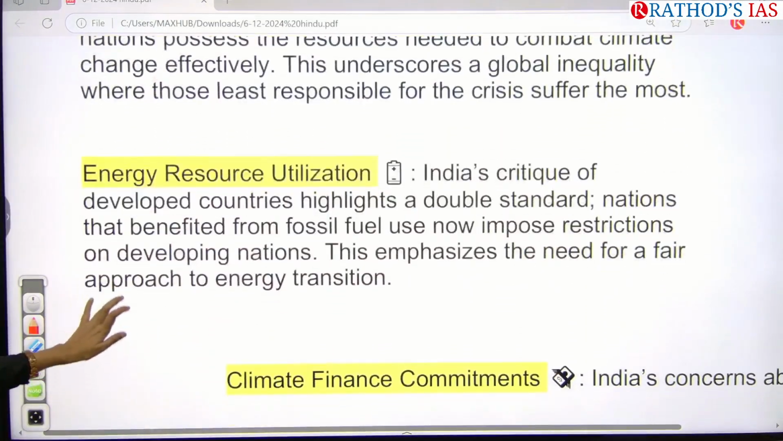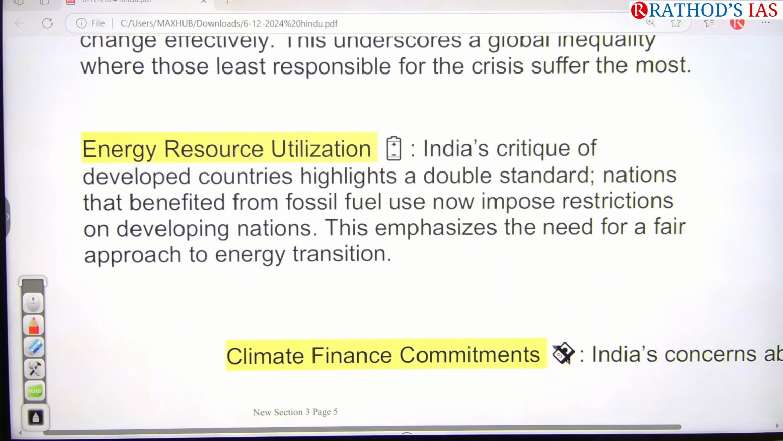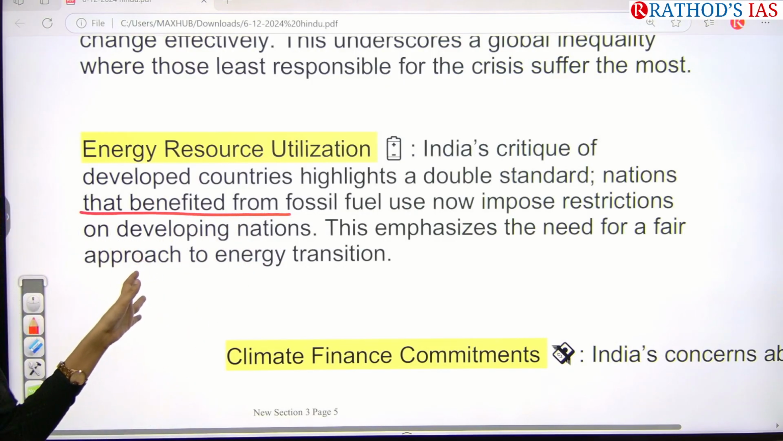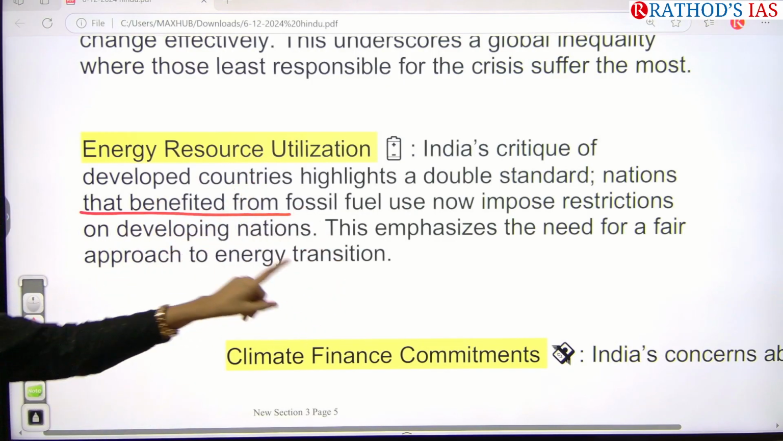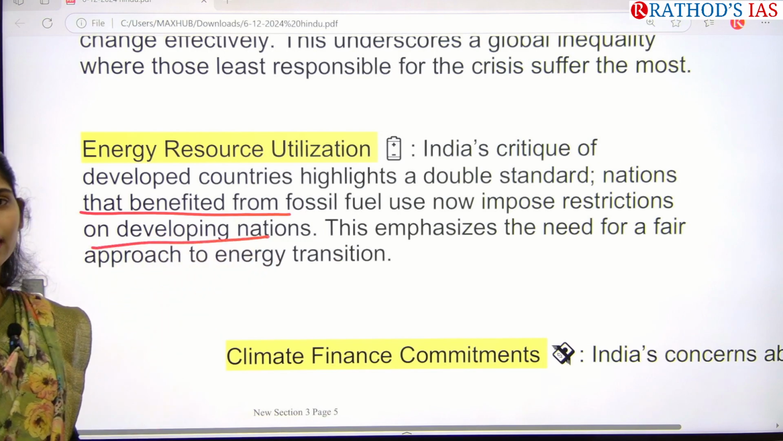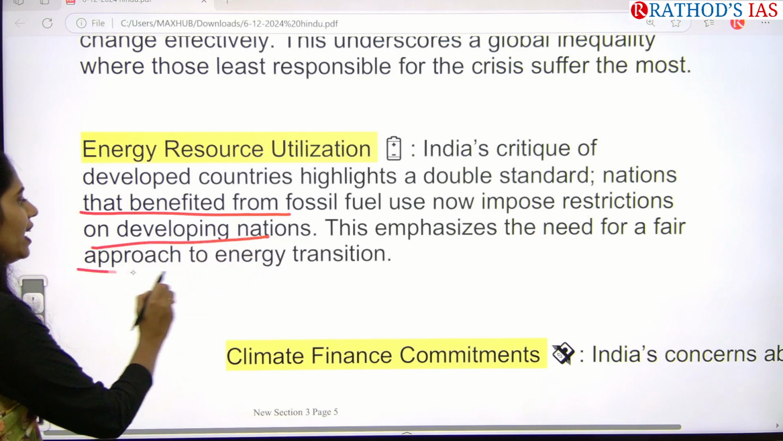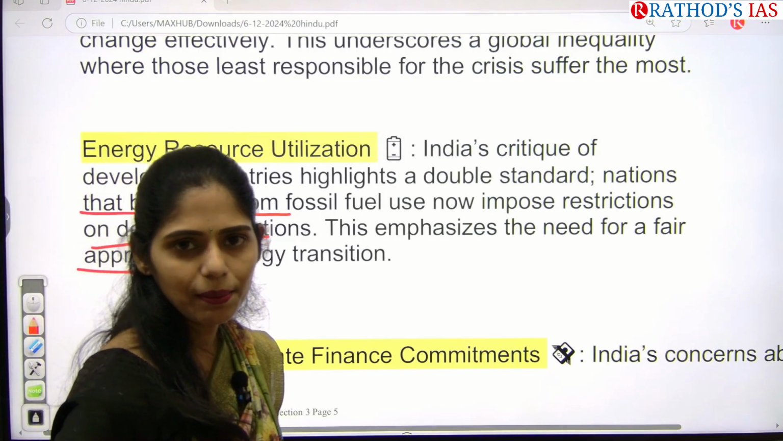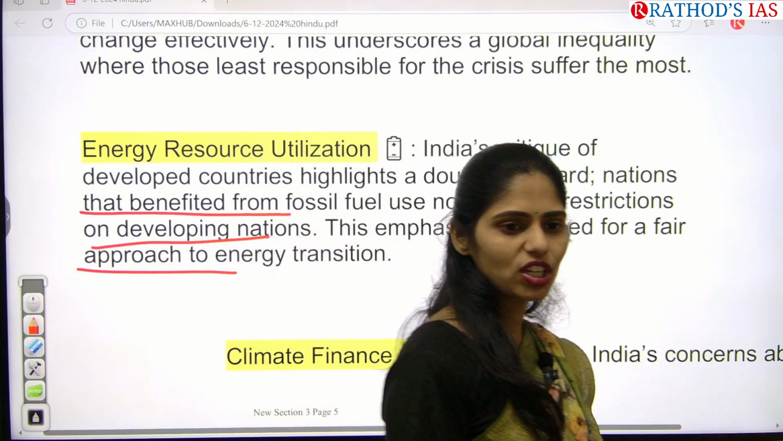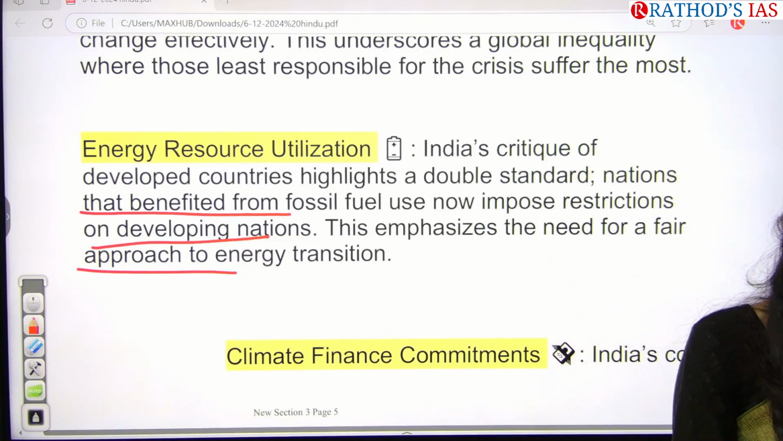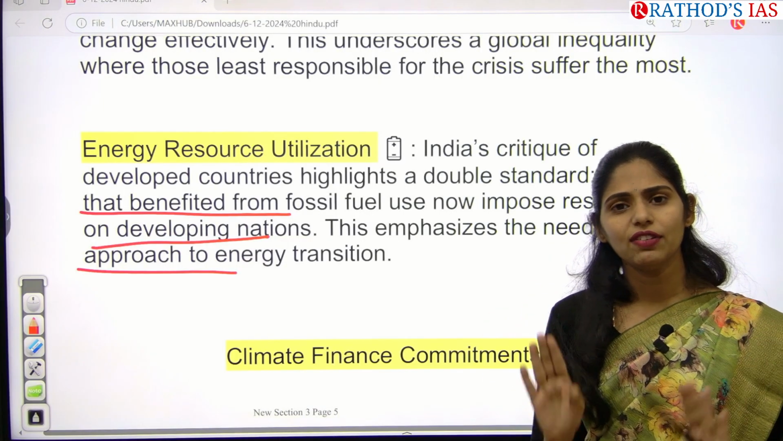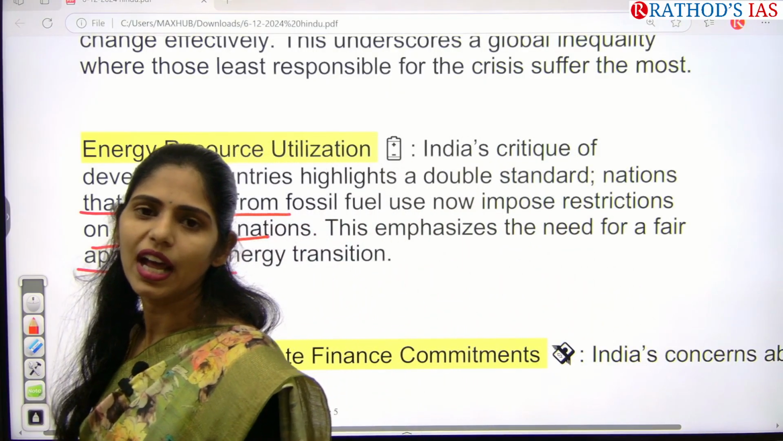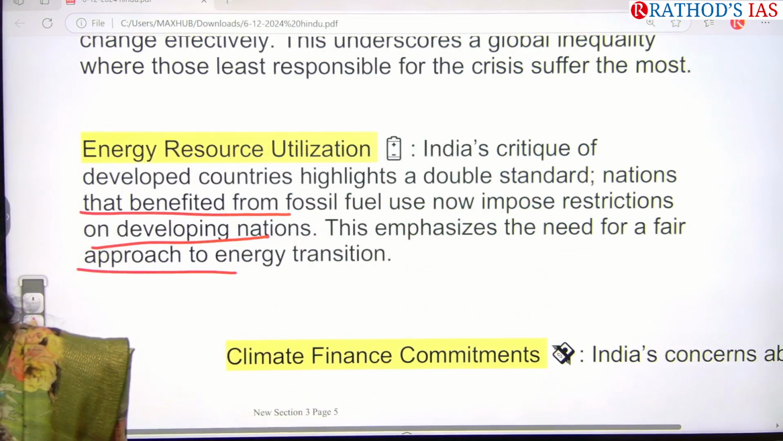And this one is India is also a critic of developed countries, and it is also highlighting that nations that benefited from fossil fuel are now imposing restrictions on developing nations. That means we need to have a fair approach to energy transition now. It is not correct to keep restrictions on developing countries. They came up with the industrial revolution earlier, and even some least developed countries didn't start their industrial revolution. But how can we impose restrictions on these countries?